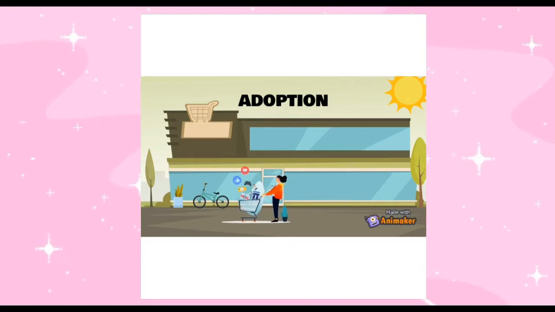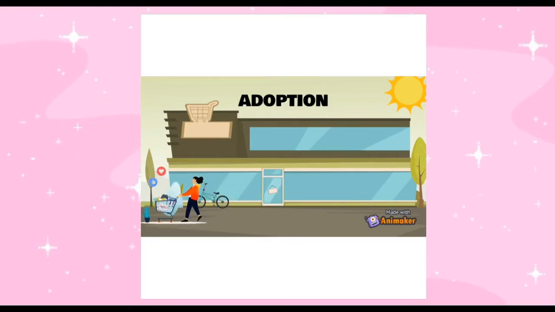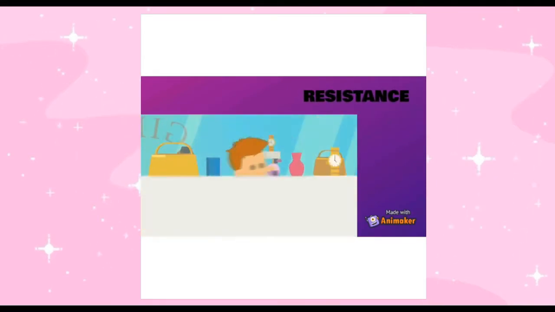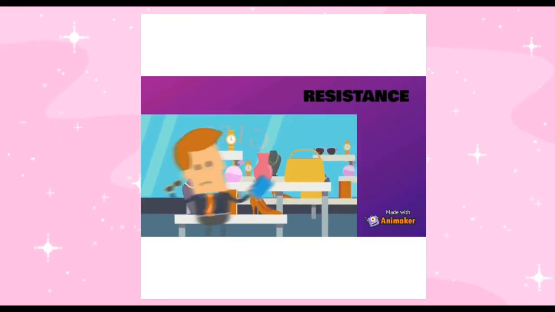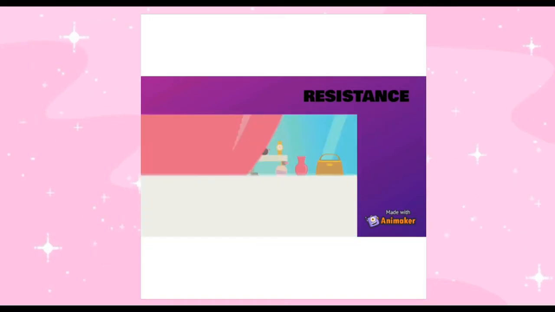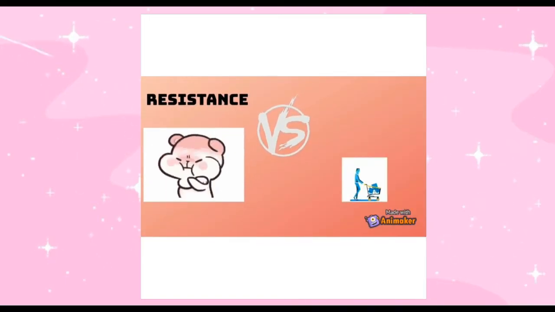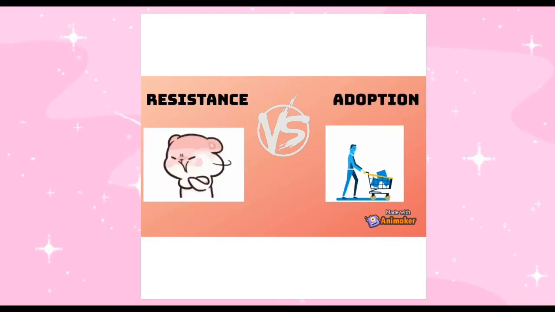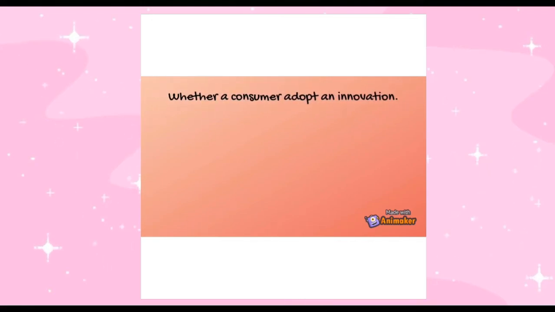Adoption is a purchase of an innovation by an individual consumer. On the other hand, resistance is a desire not to buy the innovation even in the face of pressure to do so. Resistance versus adoption. Marketers want to know whether the consumer would consider the adoption of innovation or they would choose to resist buying it. Marketers also want to know how consumers adapt products and how they decide whether to buy an innovation.